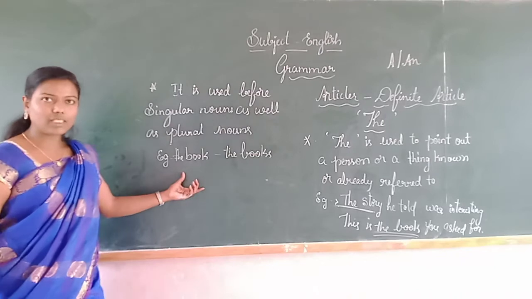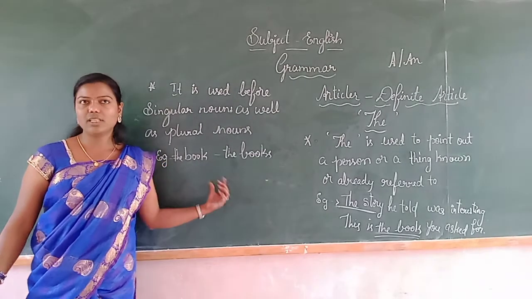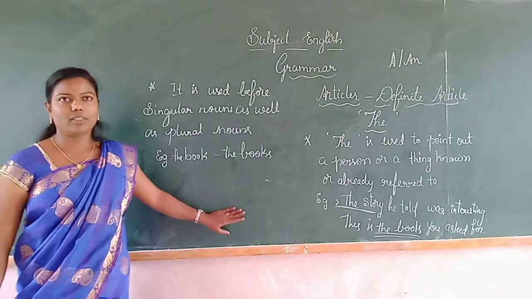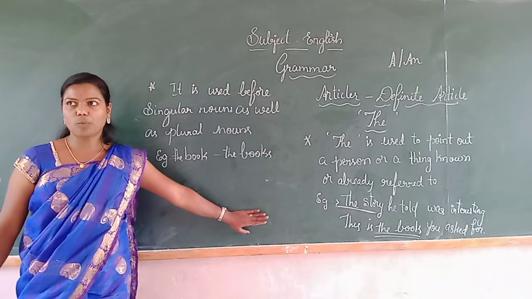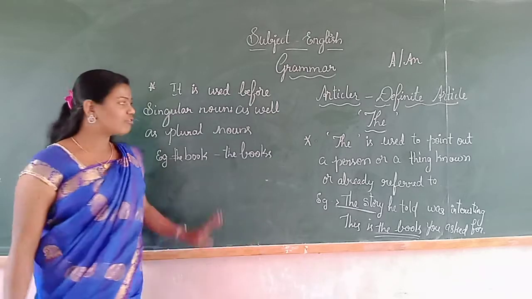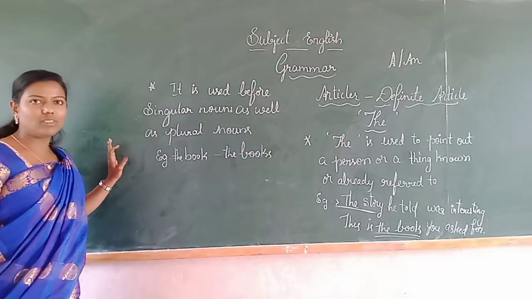With a singular noun and with a plural noun we use the book, the books, and the table, the tables, the chappies, and also the bag, the bags. Okay, so with a plural form and singular form we use the.